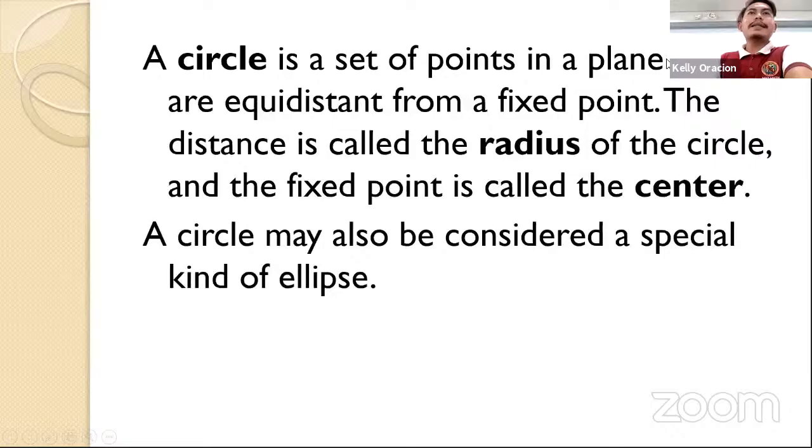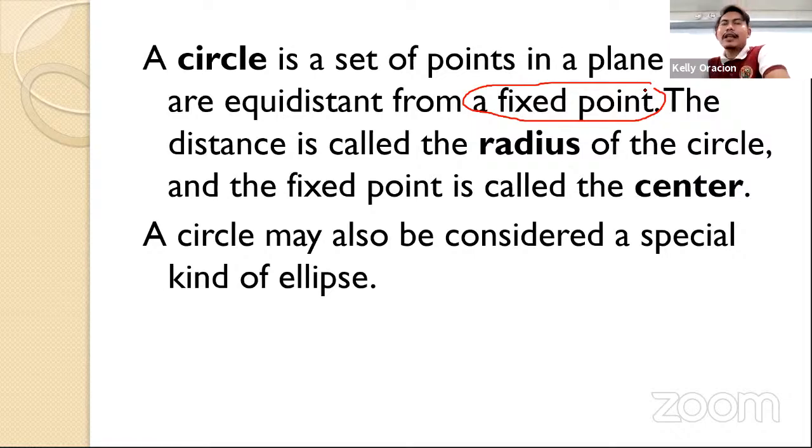A circle is a set of points in a plane that are equidistant from a fixed point. Again, a circle is a set of points in a plane that are equidistant from a fixed point. And what do we call this fixed point? This fixed point is called the center. Again, a circle is a set of points, infinite points in a plane that are equidistant from a fixed point. And that fixed point is what we call center.